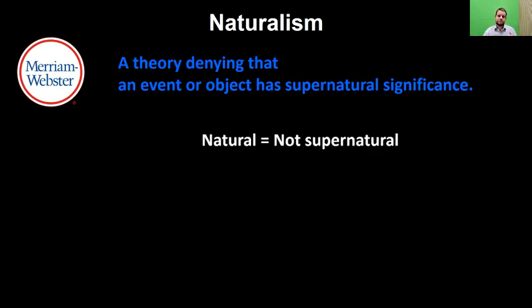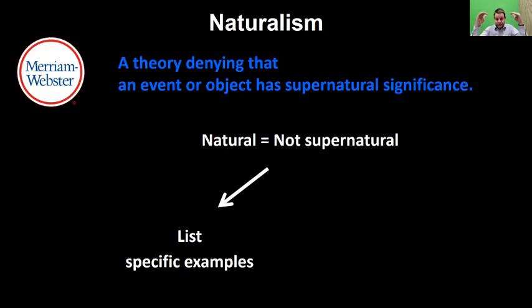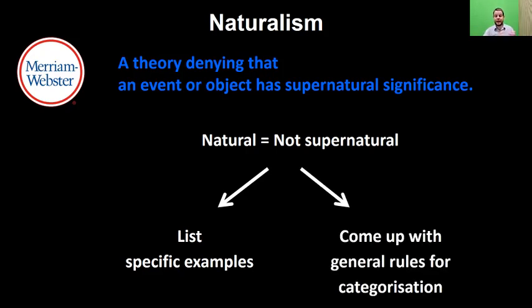Okay. Now, we've got a couple of ways forward for doing this. One option is we can list specific examples of natural things and list specific examples of supernatural things, and then we can try and come up with a general rule based on these lists. Another way of doing it is to start from the opposite end and to say, okay, we're going to come up with a general rule first of what our categories should be, and then we're going to be able to take our specific examples and slot them in.